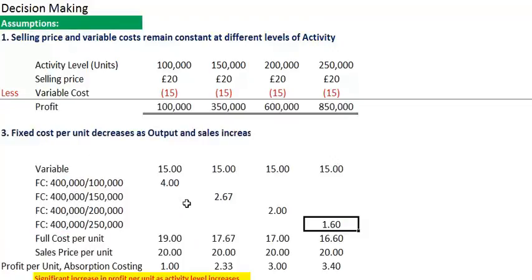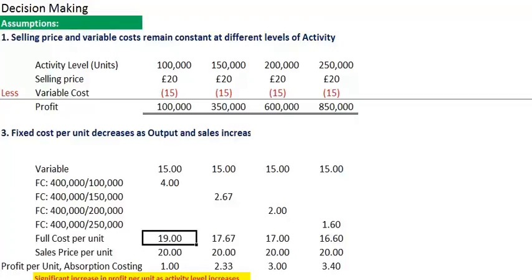Our full cost at this level of activity, as you can see, our variable cost was 15 pounds per unit. Our fixed cost at 100,000 units is 4 pounds per unit. Our total cost is 19 pounds per unit. You can see our sales price is 20 pounds per unit.